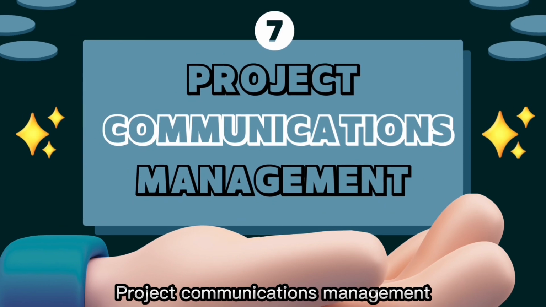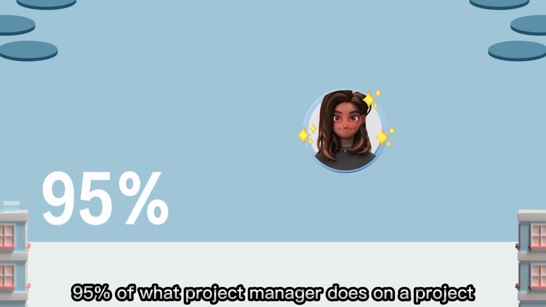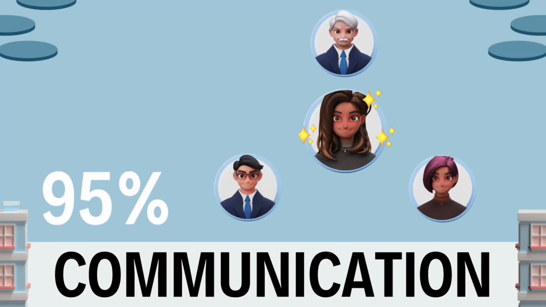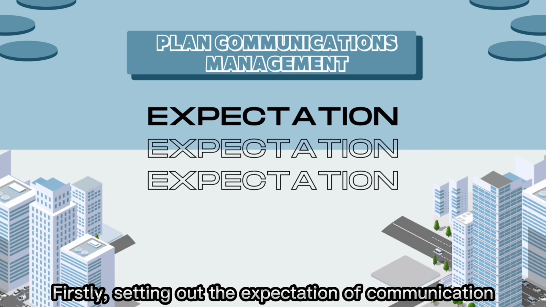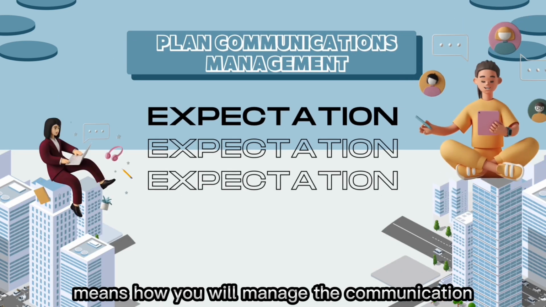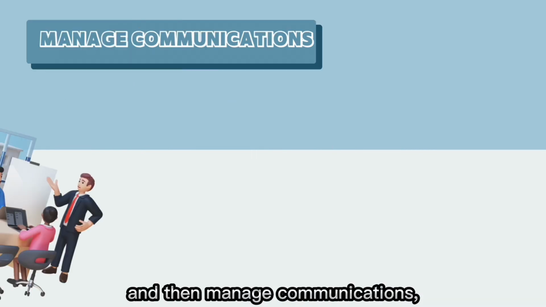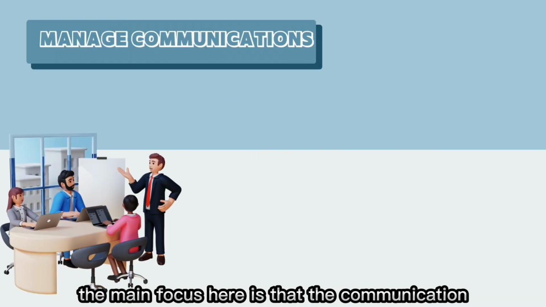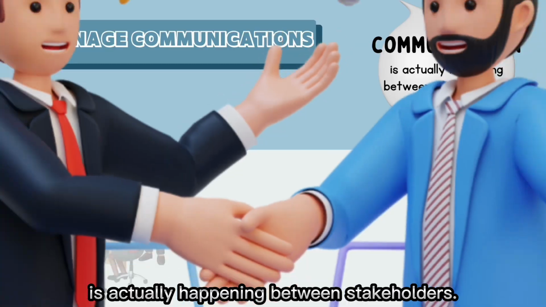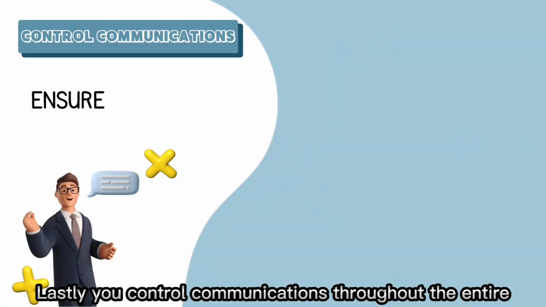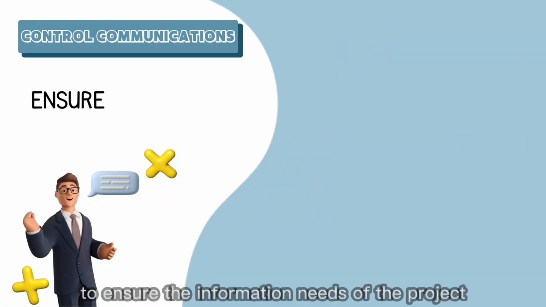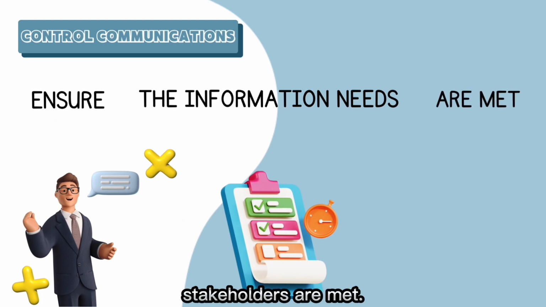Project communications management. 95% of what a project manager does on a project is communication. Firstly, setting out the expectation of communication for the project means how you will manage the communication on the project. And then, manage communications. The main focus here is that the communication is actually happening between stakeholders. Lastly, you control communications throughout the entire project lifecycle to ensure the information needs of the project stakeholders are met.